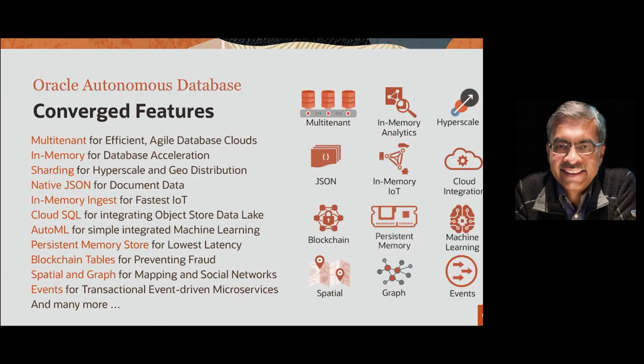So again, I want to give Paul most of the time, but I want to set it up. We have talked about a lot of these technologies in the Converged Database, but there is more, right? There is in-memory, there is some cloud integration, there is multi-tenant, there is hyperscale, there's blockchain, and of course there are events in the database now, right? So again, all of these come together in terms of building an application, which is a microservice.